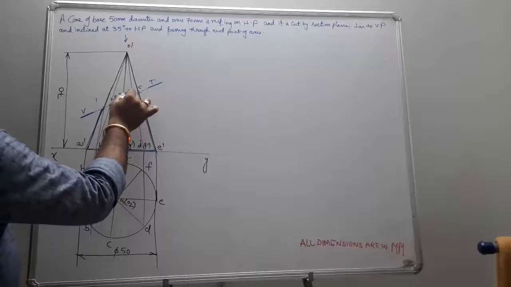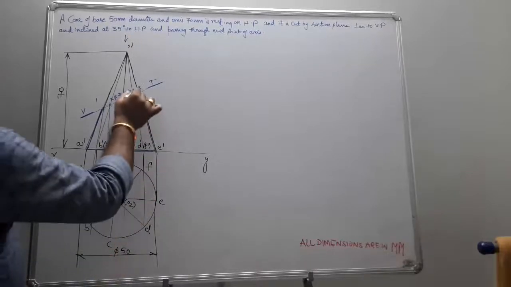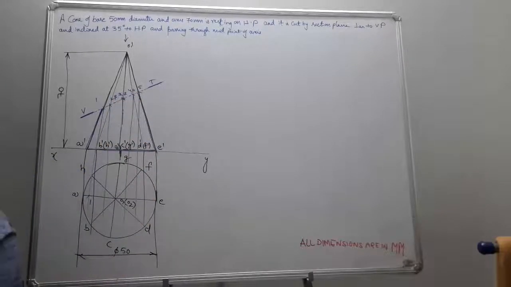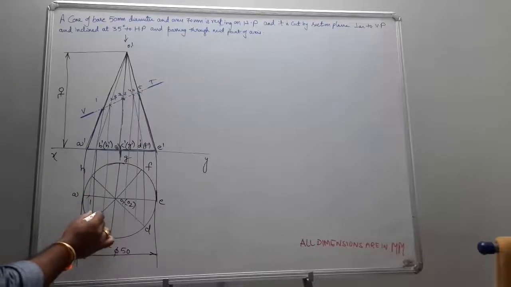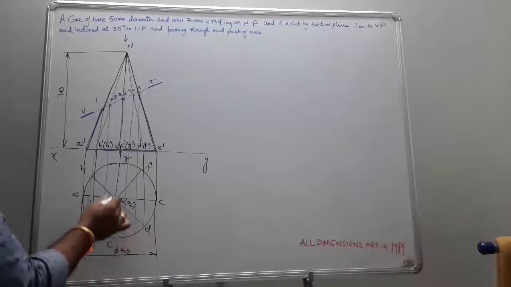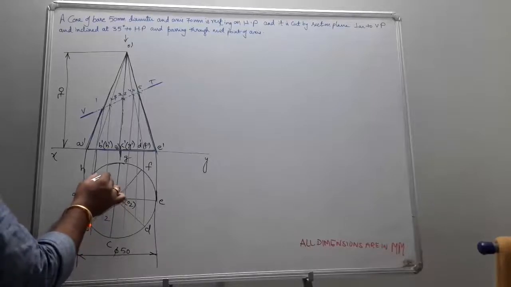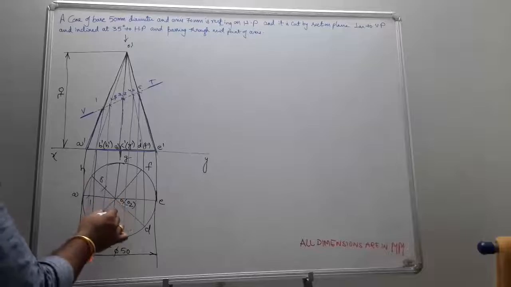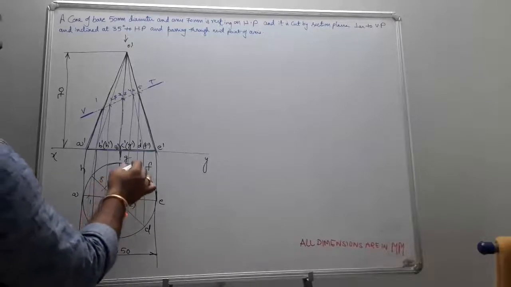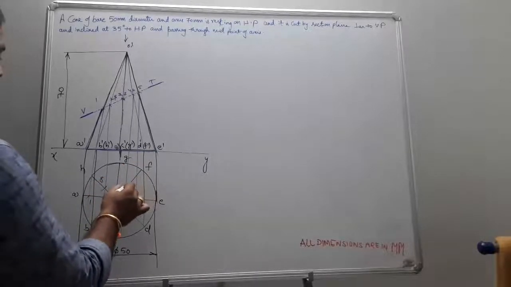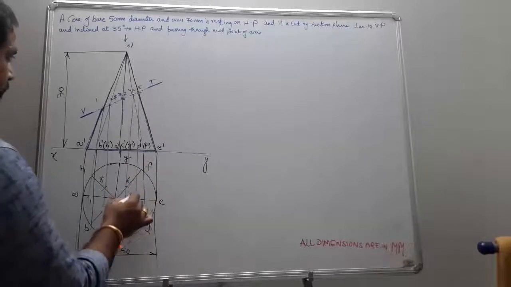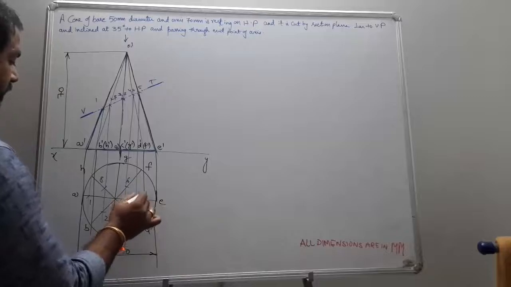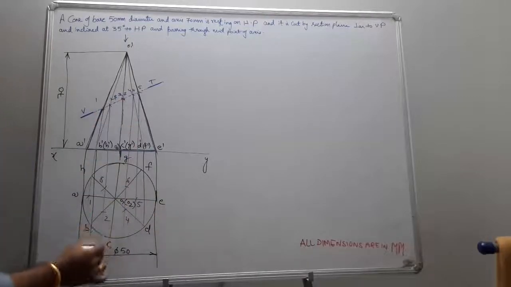Two, somewhere here. So 1, and again this becomes your 2. Point 3 is going to be here, and this becomes your 8. Then 3 and 7, next 6, 4, and 5. Now what happened to 3 and 7? They coincide with the edge.